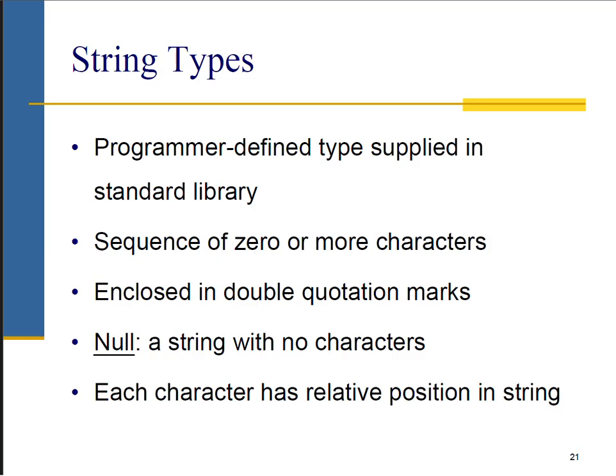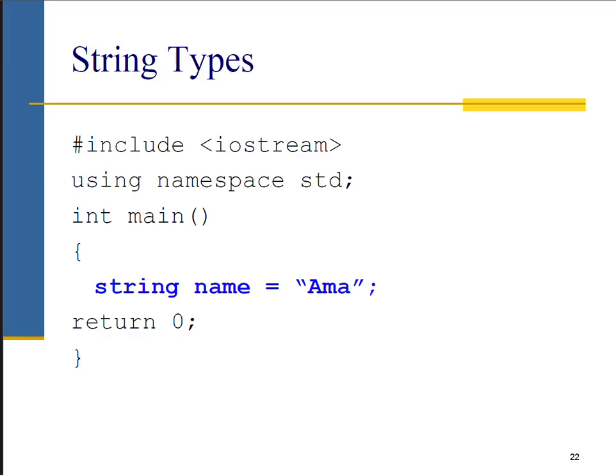So now string types. Strings use double quotes. Take note. A programmer-defined type in the standard library is a sequence of 0 or more characters enclosed in double quotation marks. Now a string with no characters, or empty double quotes, is an empty string. Each character has a relative position in a string. And this is a simple program.